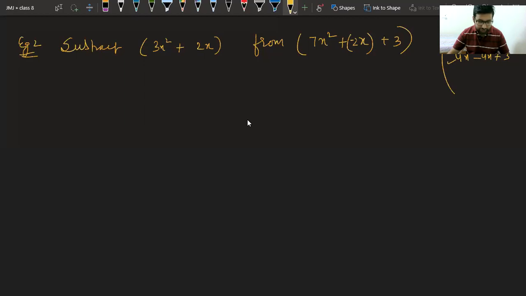Hiteshri is giving a different answer. 10x plus 4x plus 3. I guess she is saying it is 10x square. Okay. Rachit is saying 4x square minus 4x plus 3. So Rachit is the same. Harshul is saying 4x plus 4 plus 7. Oh my god, a different answer.